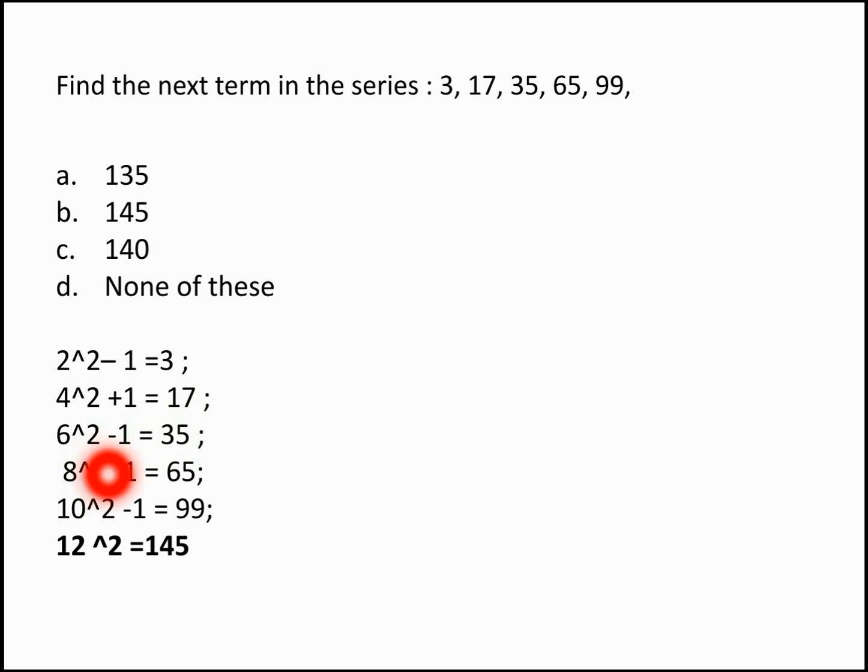Now your last one was 10 square minus 1, which is 99. So the next even number to 10 is 12, and 12 square gives you 144. When added with 1, you should get your answer as 145, right? So the answer for this question becomes 145.